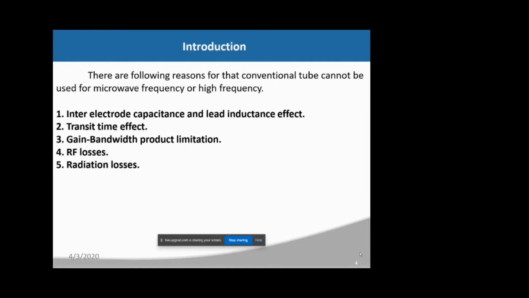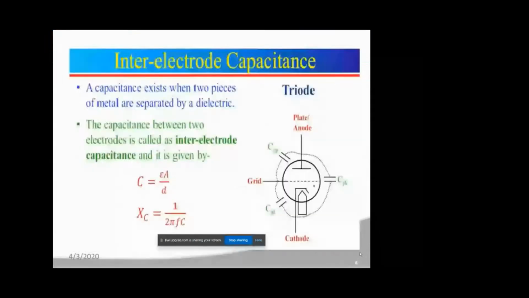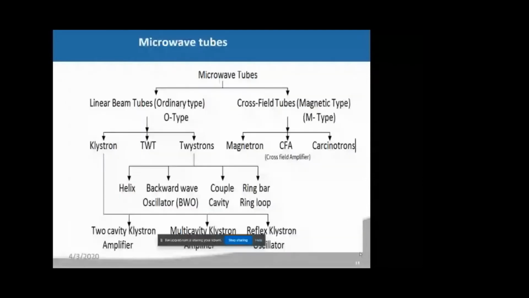So first of all, we'll see the classification, how these microwave tubes are classified. As I already discussed with you, these are classified in two parts. One is called linear beam tubes, or O type, also called ordinary type. And the other, cross-field tubes, are basically a magnetic type, that is M type.